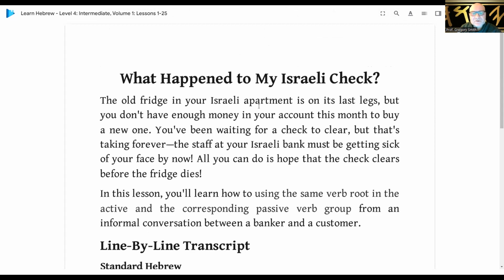Okay, so the old fridge in your Israeli apartment is on its last legs, but you don't have enough money in your account this month to buy a new one. You've been waiting for a check to clear, but that's taking forever. The staff at your Israeli bank must be getting sick of your face by now. All you can do is hope that the check clears before the fridge dies.